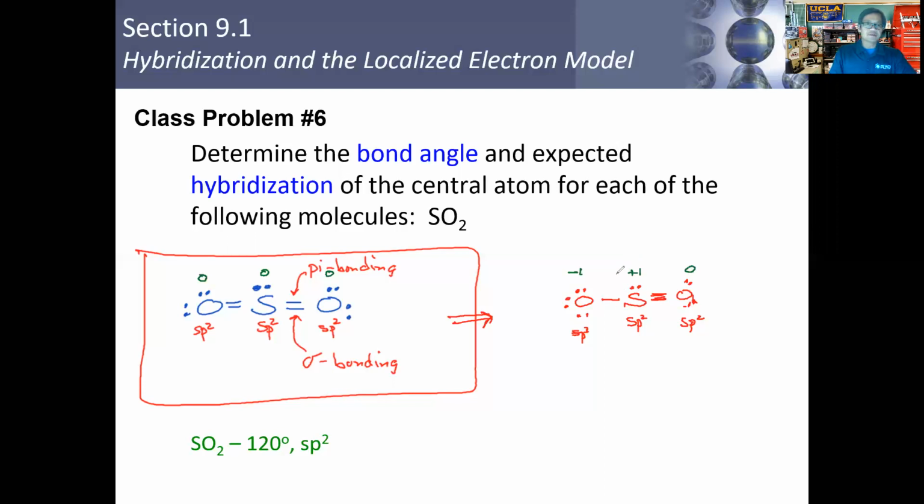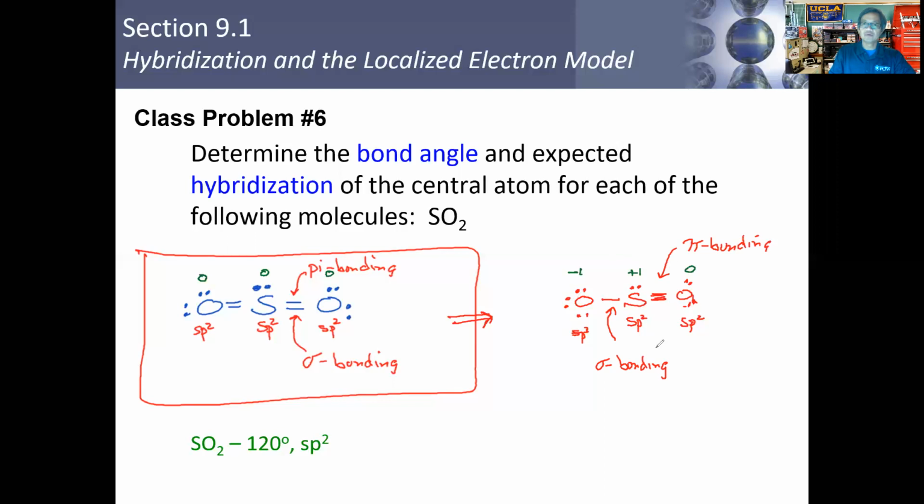With that said, if this is the structure, we can also talk about the bonding interactions here. Here we would have a sigma bonding interaction. We have one sigma bonding interaction there. And for the double bond here, one of these will be a pi bonding interaction.